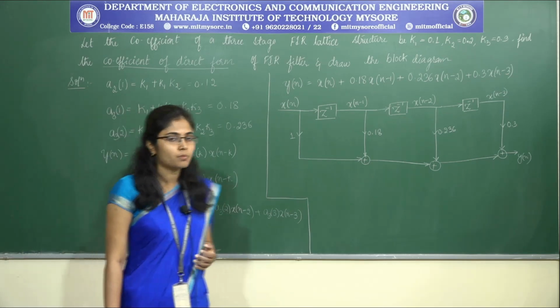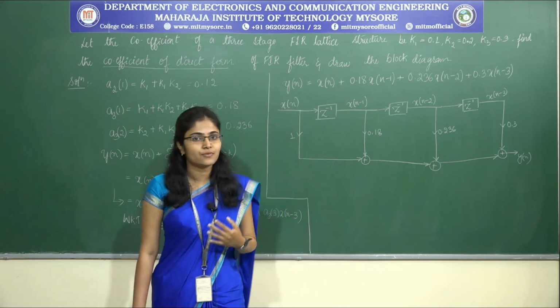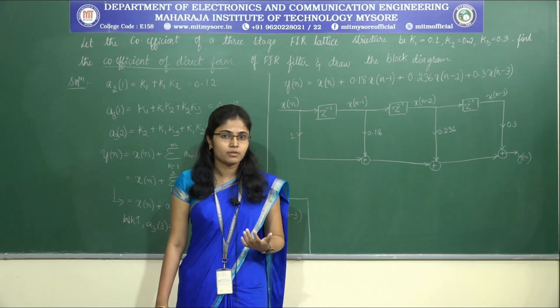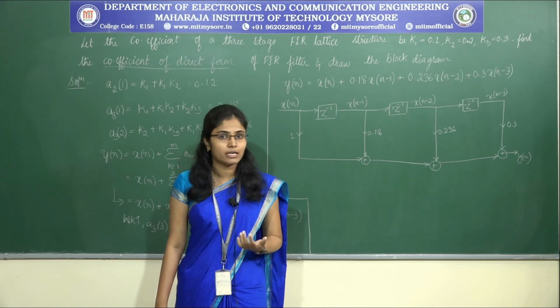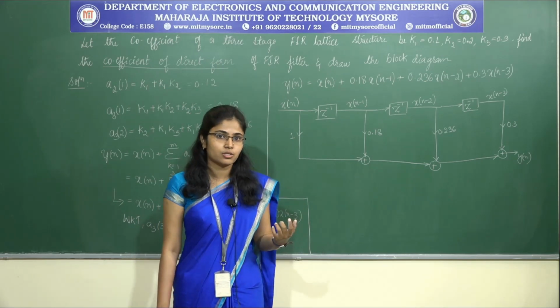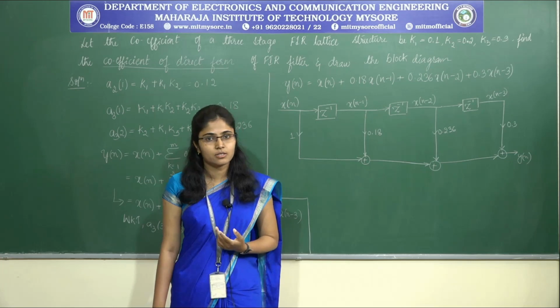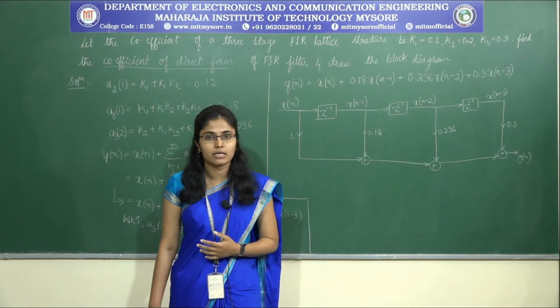So these are the different kinds of problems which we can deal with in lattice structure. In today's class we saw what a direct form structure is and how to realize it, and then we saw how to realize the lattice structure. We saw a few problems on that. We have one more structure, the cascade structure, which we will cover in the next class.